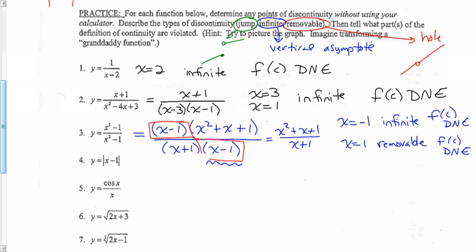Number 4, we have an absolute value. An absolute value graph is just a V. This one happens to be shifted to the right 1 from the origin, and I have no problems with that one. So there are no discontinuities with this.